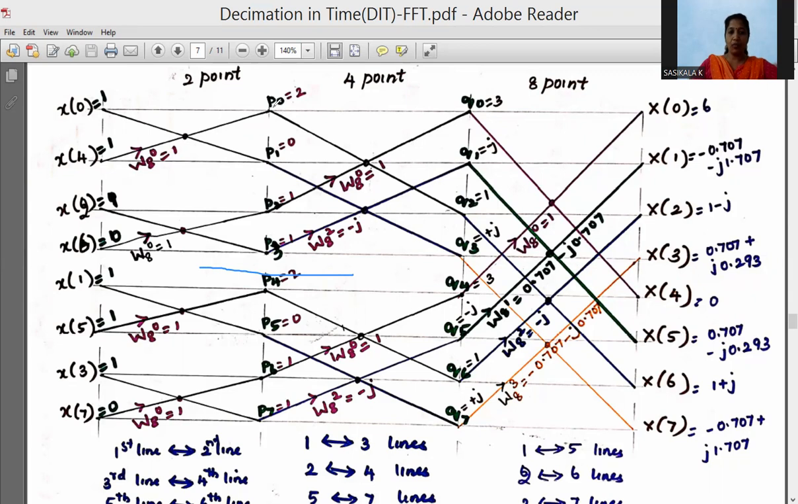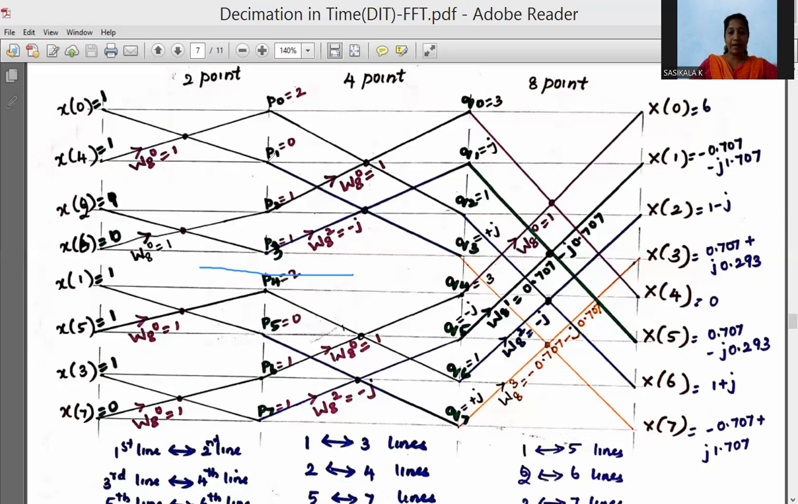For the 4 point, the first and third lines are connected, and here also the first and third lines are connected. At the intersection point put a dot and immediately write the twiddle factor in the second input, which is W8 power 0, whose value is 1. Listen, for the 4 point DIT I'll be getting 2 twiddle factors. For the first butterfly I write W8 power 0, and for the second butterfly I write W8 power 2. Only the even powers I have to write. So this is the first butterfly we have drawn.